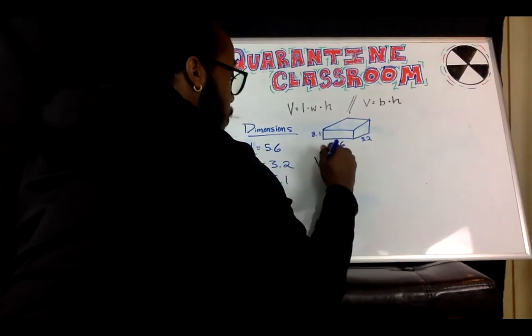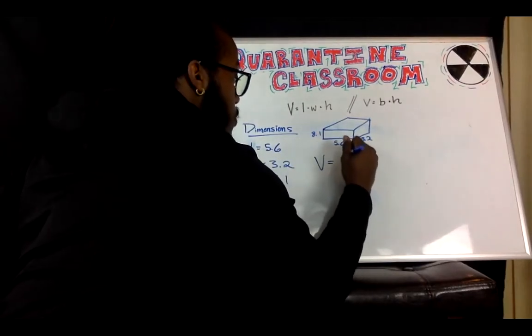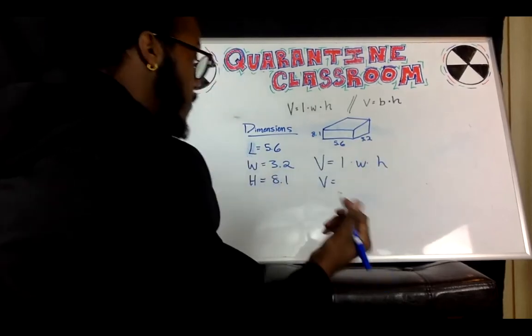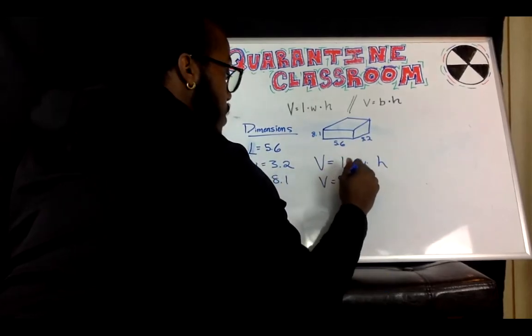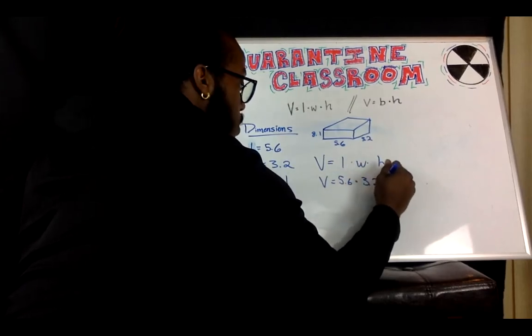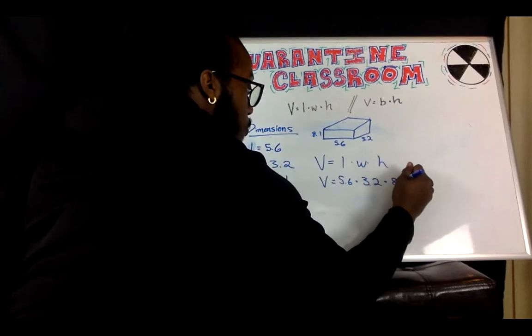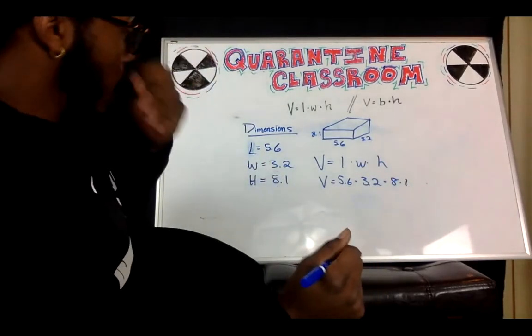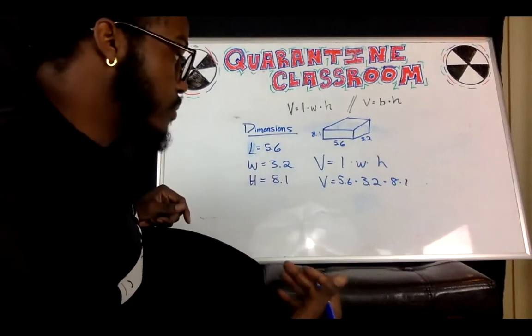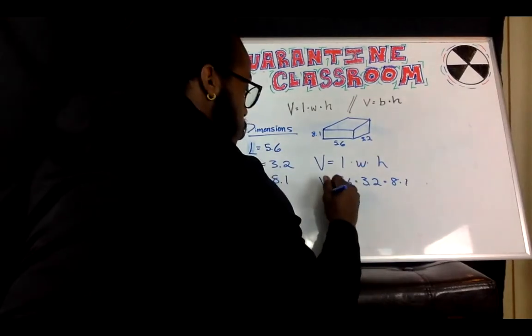I'm going to start off by writing my formula. Volume equals length times width times height. And I'm going to start plugging in the information that I have. 5.6 times 3.2 times 8.1. Now, you could throw all this multiplication in the calculator if you want. The important thing is to just make sure that your work makes sense.